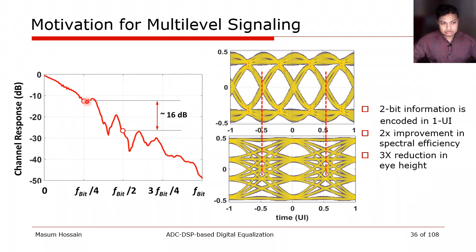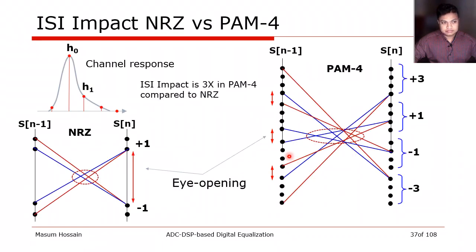By doing so, now I need to compensate 16 dB less loss. But I have these 4 levels, which means my eye height has now shrunk by 1/3, which is a 9 dB SNR penalty. However, it's often argued that this 16 dB equalization benefit overshadows this 9 dB SNR penalty. But this has to be understood more closely in terms of eye height.